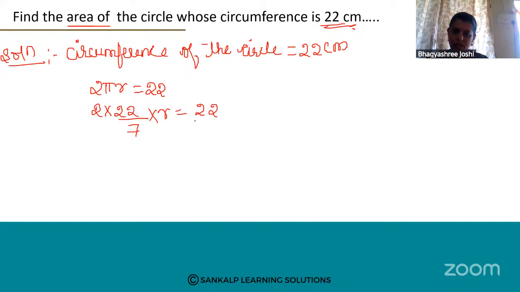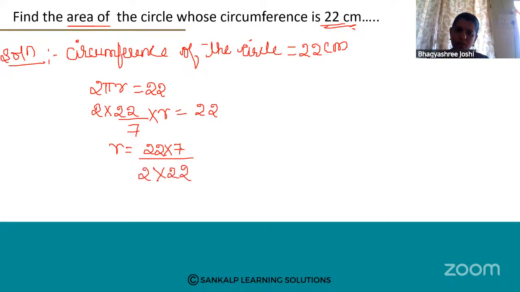Now shift this 7 to this side and 2 into 22 to this side. That means r is equal to 22 into 7. If you shift this 7 to this side, this is 22 into 7, divided by 2 into 22.